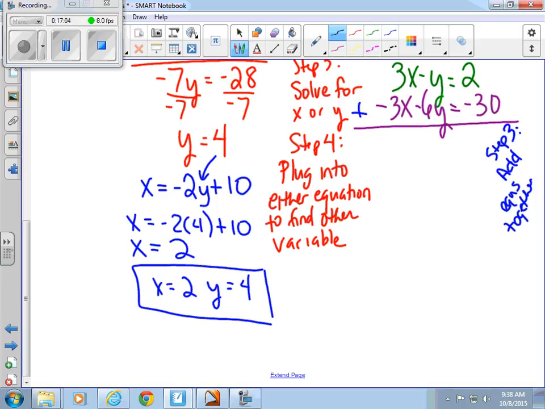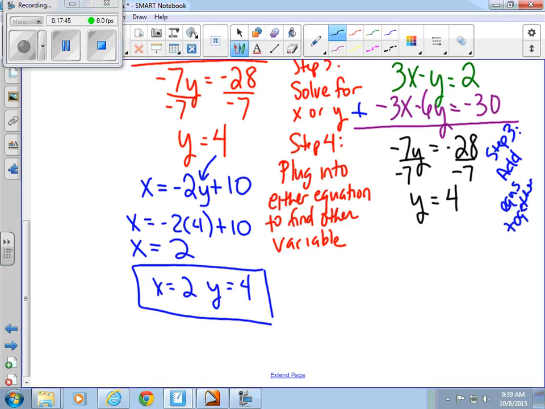So then 3x and a -3x, we set it up this way, but what happens? That cancels and I get 0. -y plus -6y gives me -7y. 2 plus -30 gives me -28. Does this look familiar to you? Yeah, a similar thing happened with substitution, because even though it's a different method, we kind of notice some parallels. Divide by the -7.